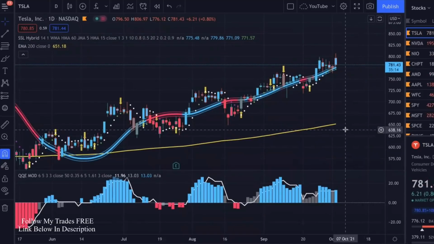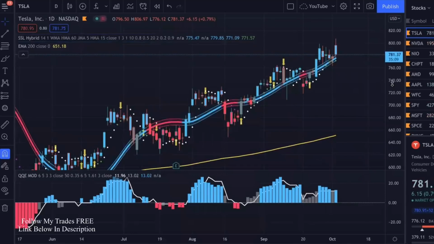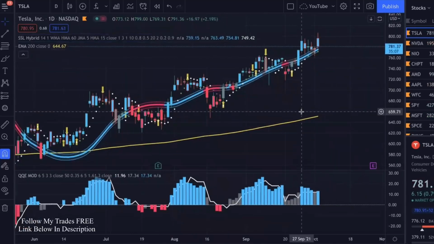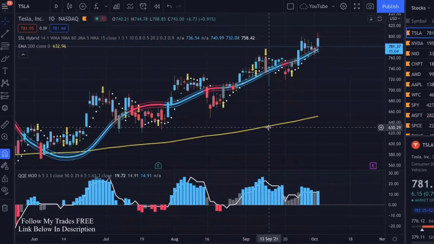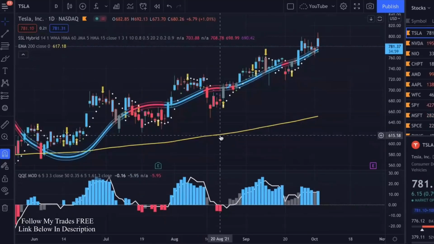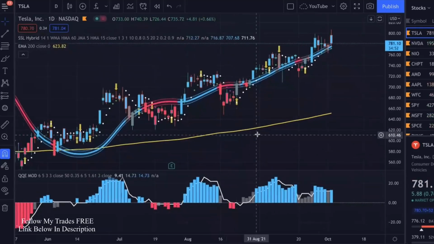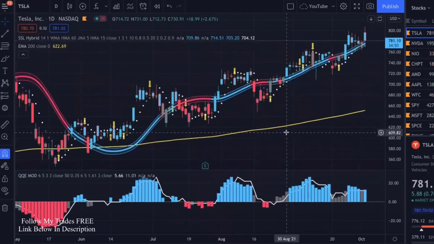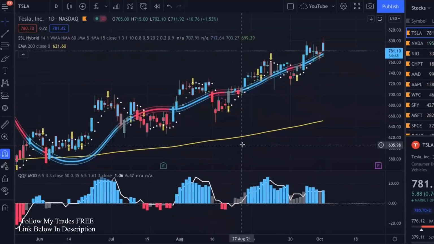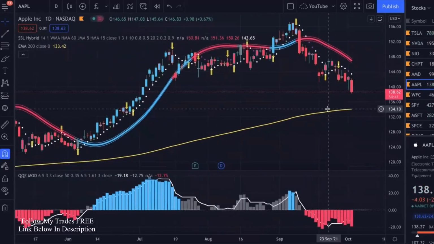So here's the strategy that I've been using that's been super effective for me, at least. When prices are above the 200 EMA, we're looking for buy opportunities. When prices are below the 200 EMA, we're looking for sell opportunities. But with the market trending the way it has been, I'm going to show you guys what the strategy basically would be. Let's use Apple as an example on this one.